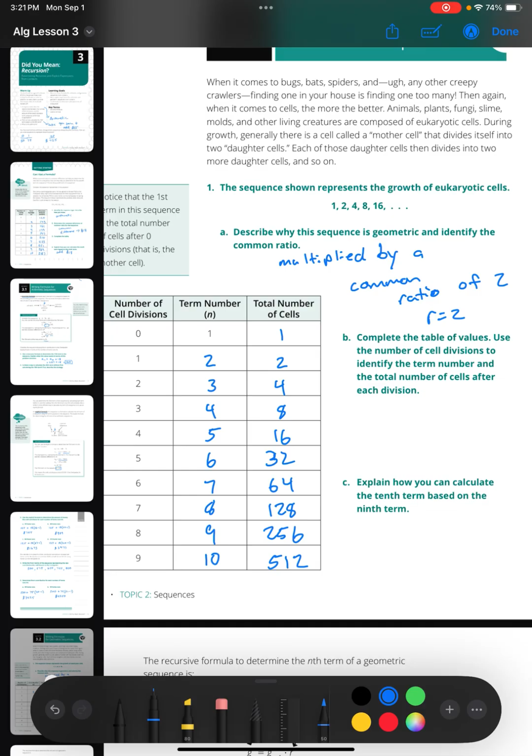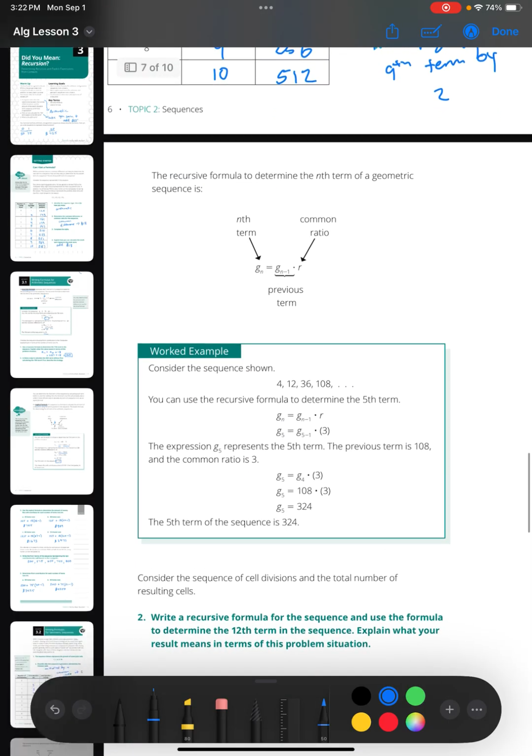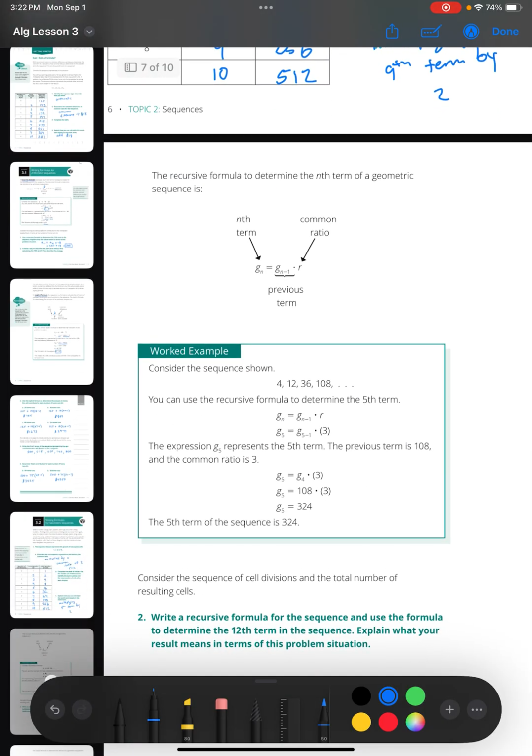So C, explain how you can calculate the 10th term based on the 9th term. Well, we can calculate the 10th term by multiplying the 9th term by 2. And that is using the recursive formula, which is what we're going to talk about as we flip over to our next page here.